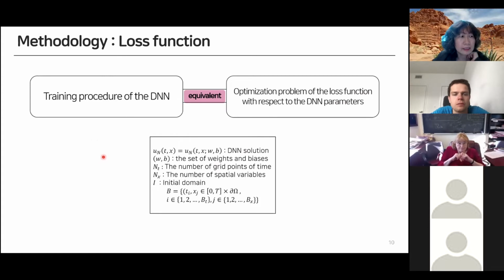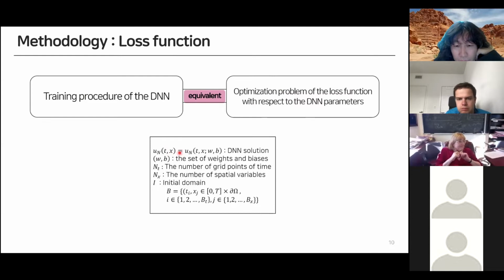Okay, so our method is to construct the loss function, but in a smart way. This can be formulated into an optimization problem of this loss function constructed with respect to TNN parameters. And this is also equivalent to training the relevant deep neural network.